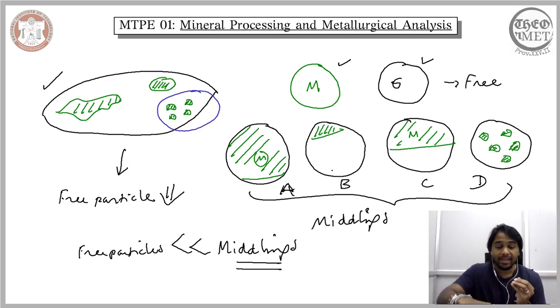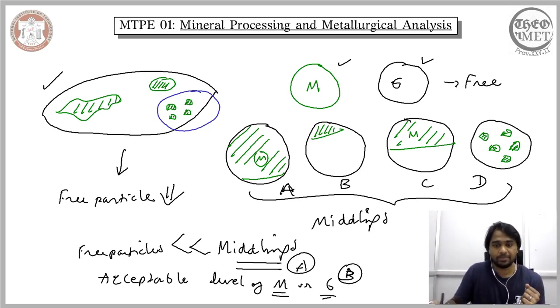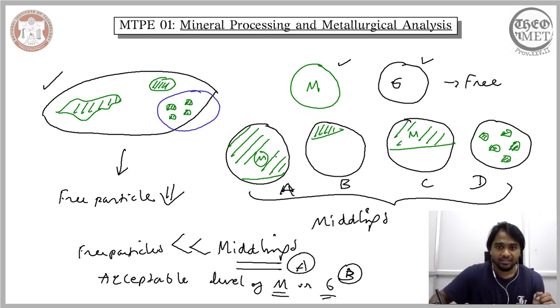So in order to avoid that, an acceptable level of mineral or gangue is decided upon. An acceptable level of mineral is decided upon for A, and an acceptable level of gangue is decided upon for B. Let us assume this acceptable level of minerals to be AM. If in the middling A, the amount of mineral in A is greater than or equal to the acceptable level of minerals AM, then, if this condition is satisfied, A is treated as a free particle.